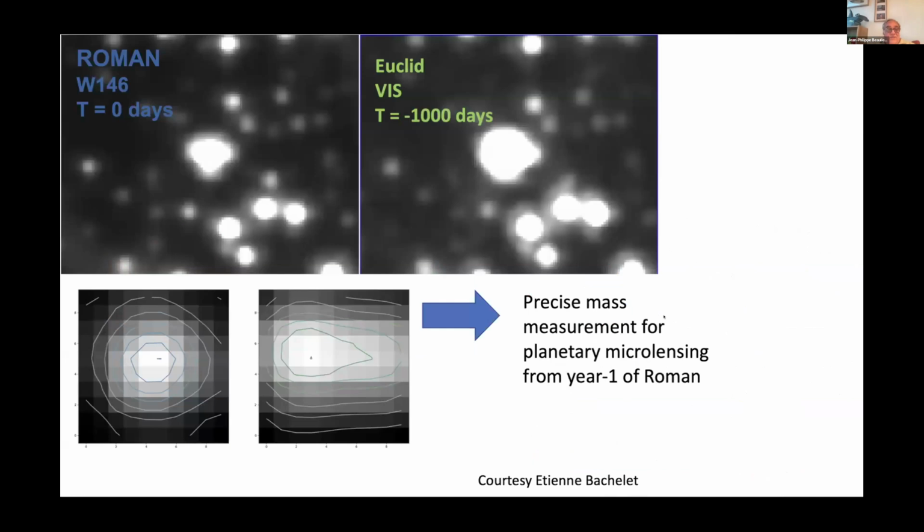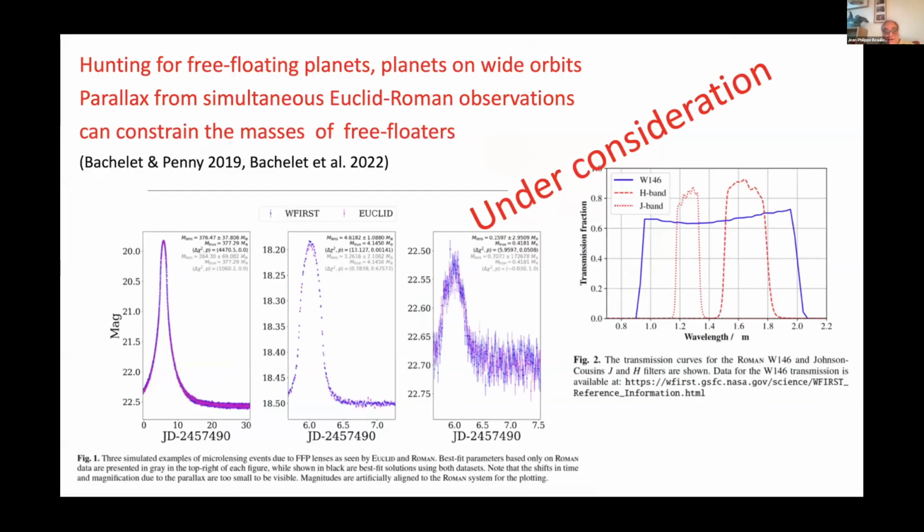This is just an example of an elongated PSF between Roman and Euclid between the two epochs. So keep in mind that we can get precise mass measurements for a large fraction of the sample from the first year of Roman. The last bit I want to mention is free-floating planets. That is something under consideration for Euclid: if we do simultaneous Euclid-Roman observations of some of the Roman fields, in 2028, 2029, then we would get simultaneous observations of free-floating planets from both Euclid and Roman, and then you will have parallax measurements that will give us the mass of the objects.